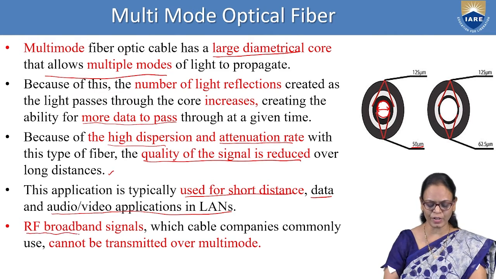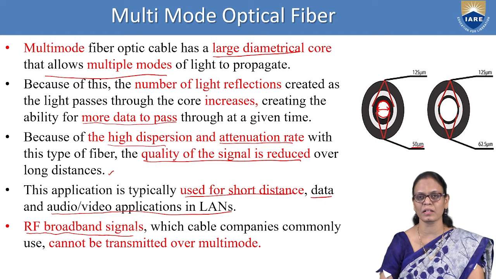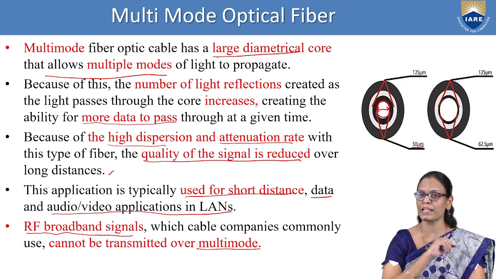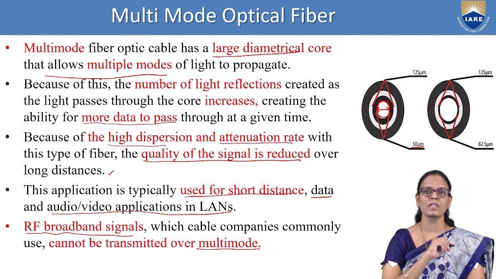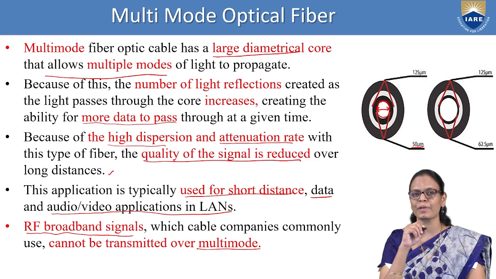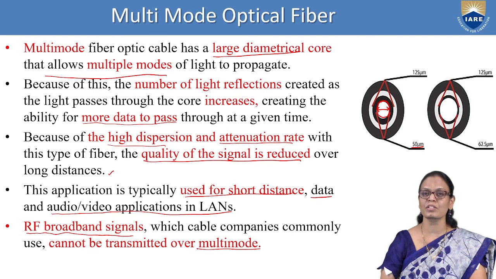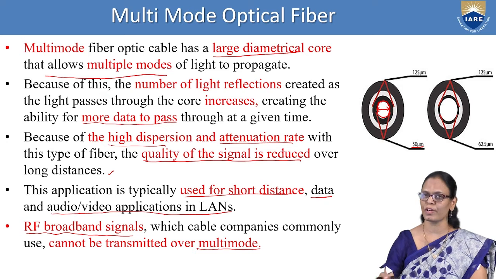Now, RF, radio frequency broadband signals, which cable companies commonly use, cannot be transmitted over multimode. We have already seen that in the advantage of single mode fiber. All these cable company operators, where they need large bandwidth, use single mode fiber. So these cable companies cannot use the multimode fiber.